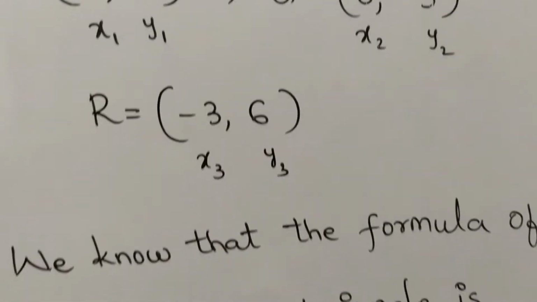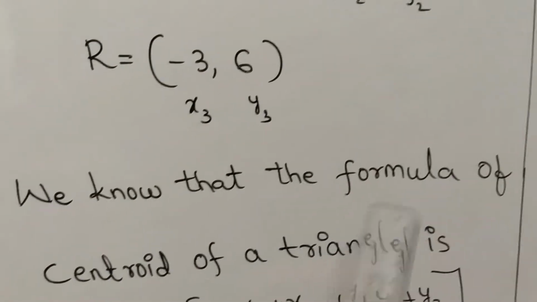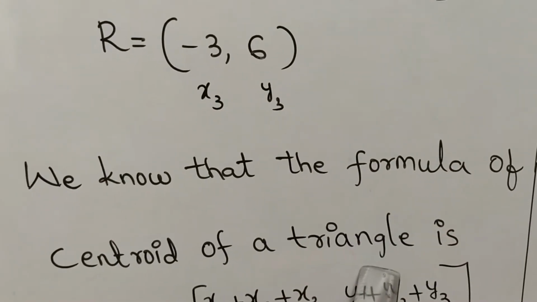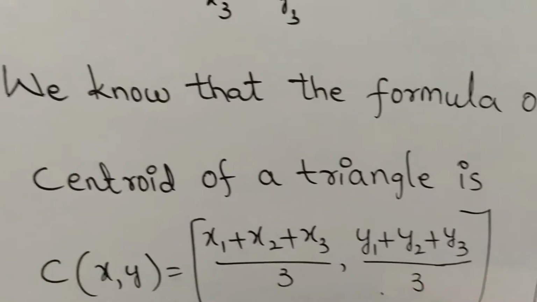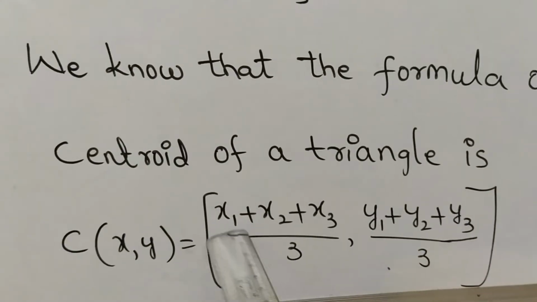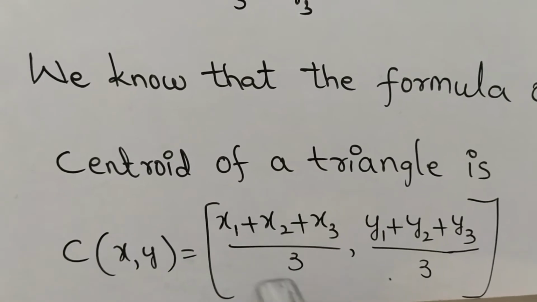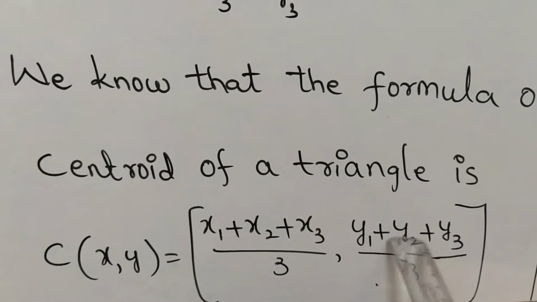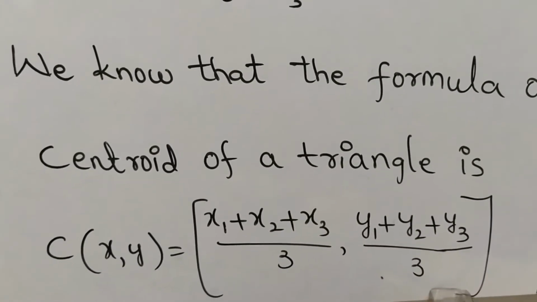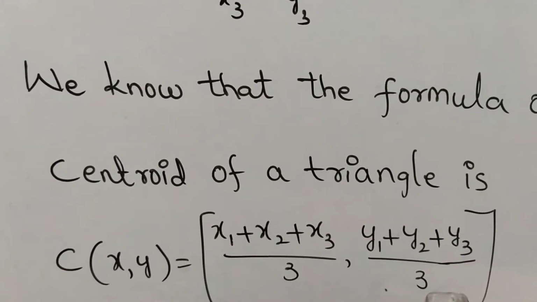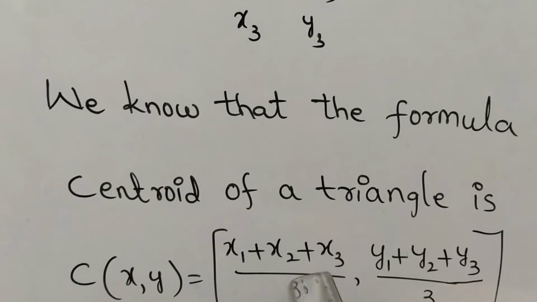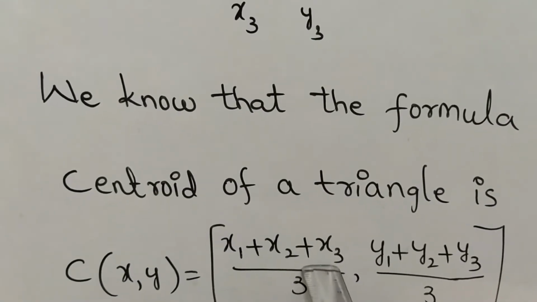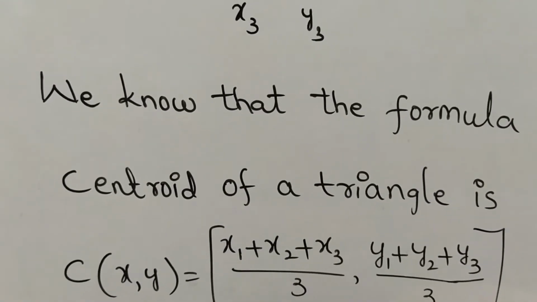Let us find the centroid. We know the formula of the centroid of a triangle. What is the formula? It is C(x, y) equals (x1 plus x2 plus x3) by 3 comma (y1 plus y2 plus y3) by 3. This is the centroid formula. By using this centroid formula, let us find it. Substitute the values of x1, x2, x3, y1, y2, y3.